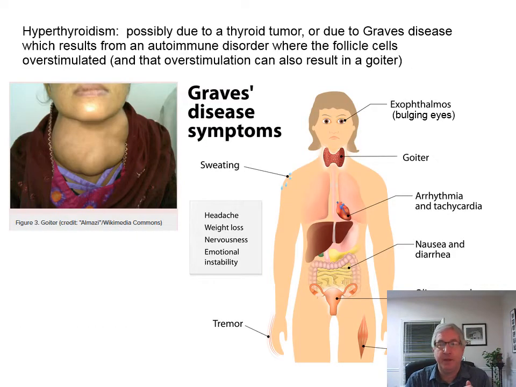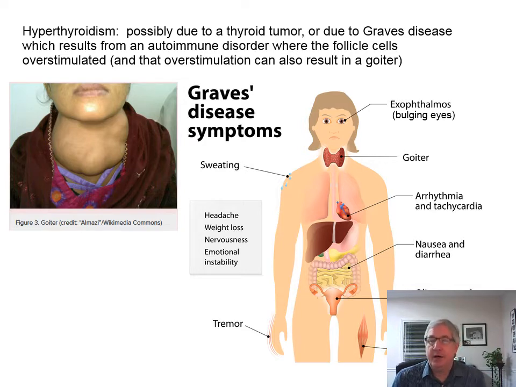Next slide. Then you have hyperthyroidism. This could be due to a thyroid tumor, or another example would be Graves' disease, which is an autoimmune disorder where follicle cells are overstimulated, and so those follicle cells are making lots of thyroglobulin, so those follicles can get big, and so you can have goiter with hyperthyroidism as well as with iodine deficiency. On the left side is a picture of a goiter. That's the swollen thyroid gland there. You can see how large that got.